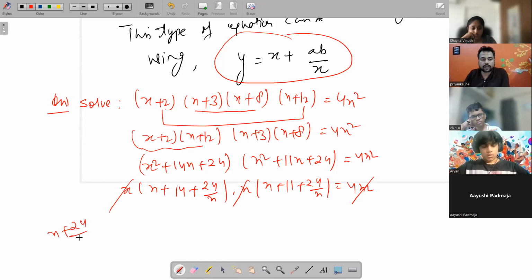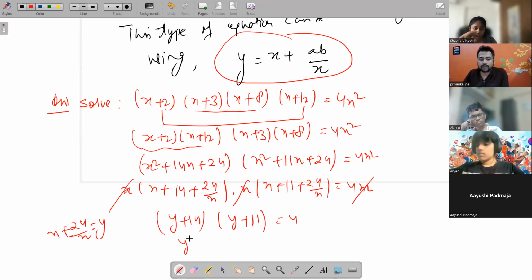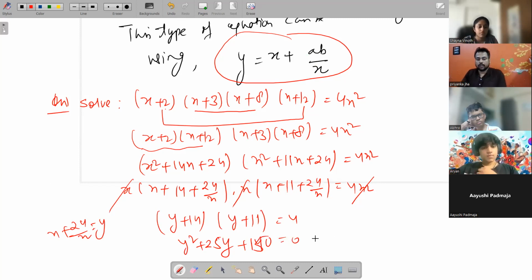Now you assume x plus 24 by x equal to y. Put over here y plus 14 into y plus 11 equal to 4. Now you have a quadratic in this, right? You have a quadratic in this. Just find the value of y from here. Whatever value of y you get from here, solve it.